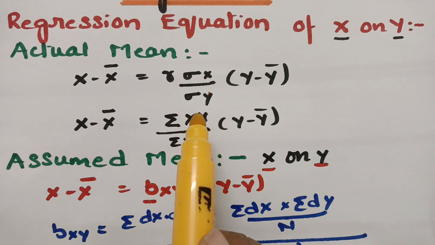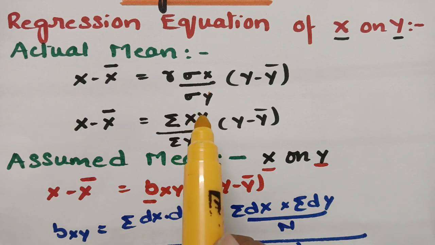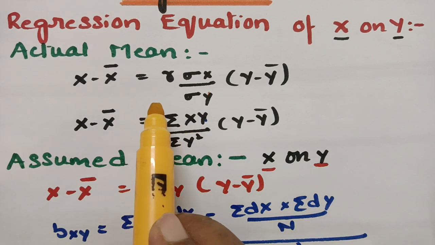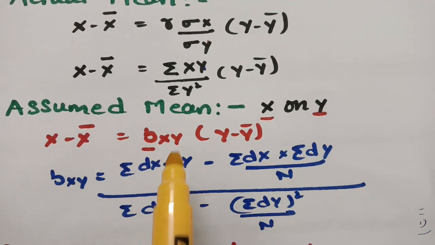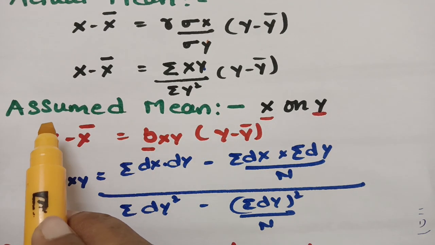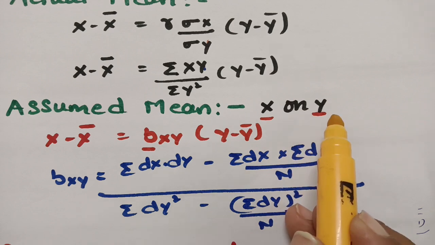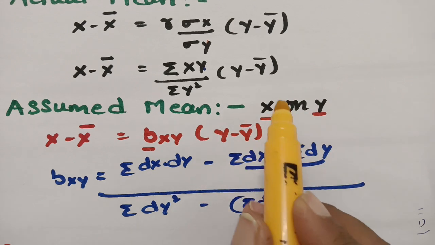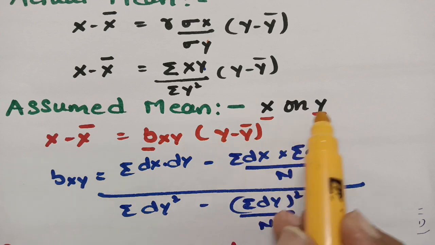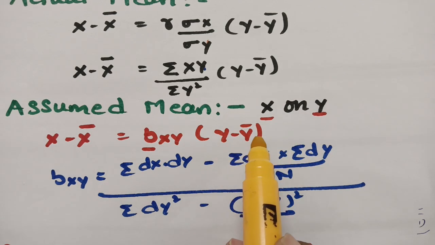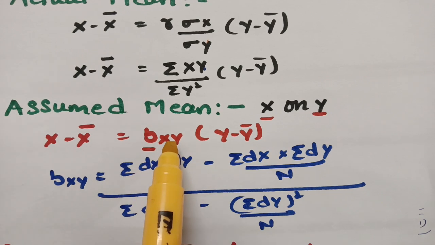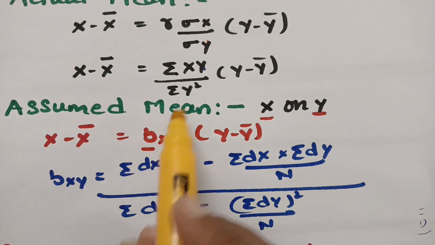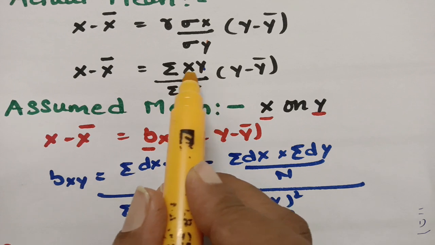So when the arithmetic mean is a whole number, then we choose this one. When the arithmetic mean is a fraction, which is not a whole number, then we choose the nearest value using the assumed mean. See here, the same regression equation of x on y will be, again we have to start with x minus x bar, and end up with y minus y bar, with bxy in between for the assumed mean. What is this bxy? Bxy is nothing but the same as this one.